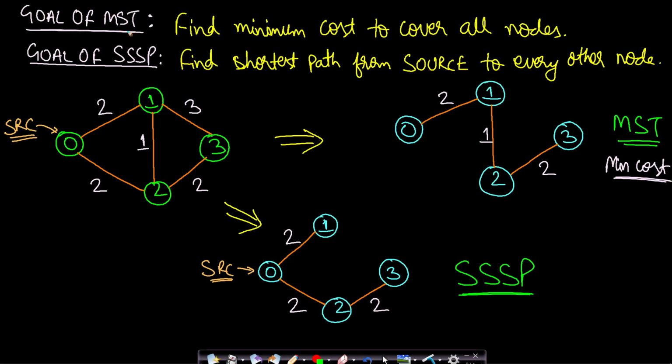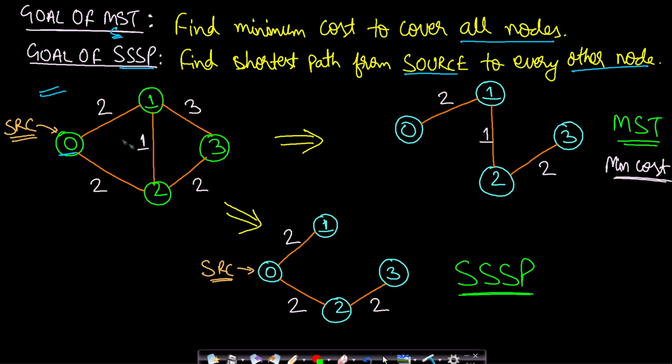Now the goal of a minimum cost spanning tree is to find the minimum cost to cover all the nodes. Okay, so this will be minimum cost spanning tree. The goal of the SSSP, which is the single source shortest path algorithm, is to find the shortest path from the source to every other node. Okay, so let's assume that this is our graph. Here let's assume that 0 is our starting node. So these are the given edge weights.